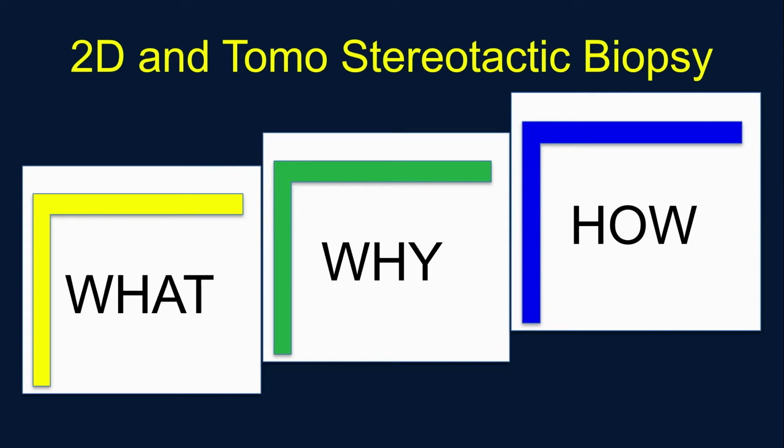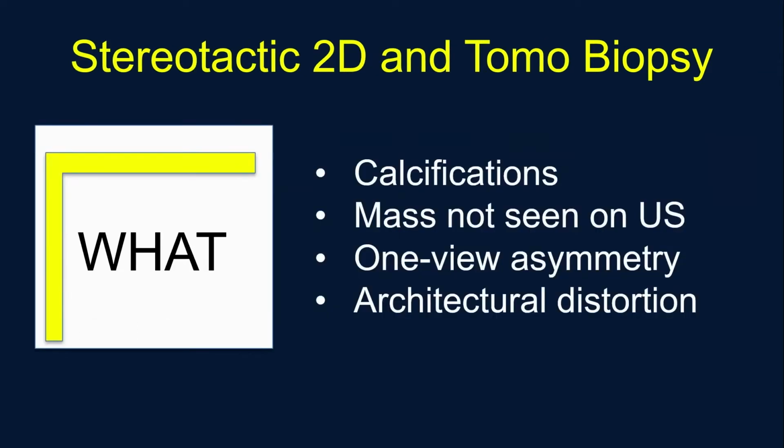I think the most important thing to know about these biopsies is obviously they're minimally invasive. And we need to know what we're biopsying, why we're doing it, and how to go about it. So we're just going to have a quick, brief overview of some of the basics of the procedure. What do we actually use this type of procedure for? Well, it's predominantly when we're biopsying calcifications. But we also sometimes will do a stereotactic or a tomosynthesis guided biopsy when we have a mass that we don't see on ultrasound, or a one-view asymmetry, so you can biopsy things that you see only on one of the two projections on mammography. And then we're also doing it for architectural distortion.